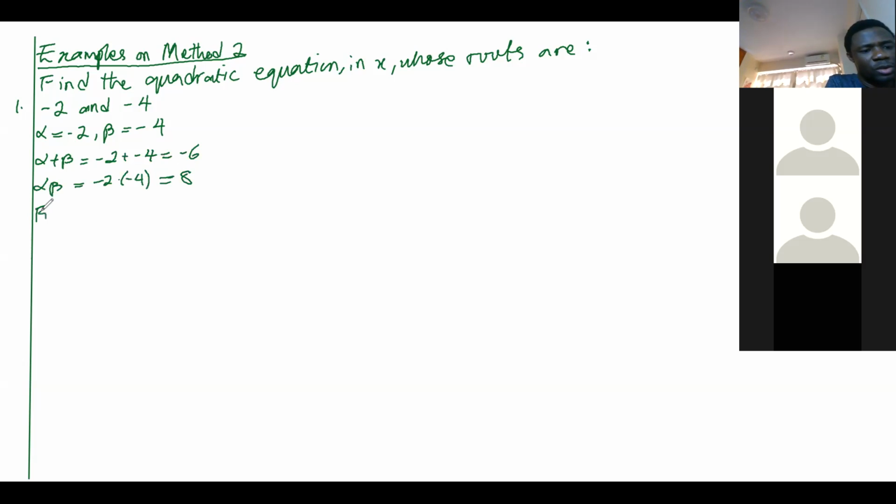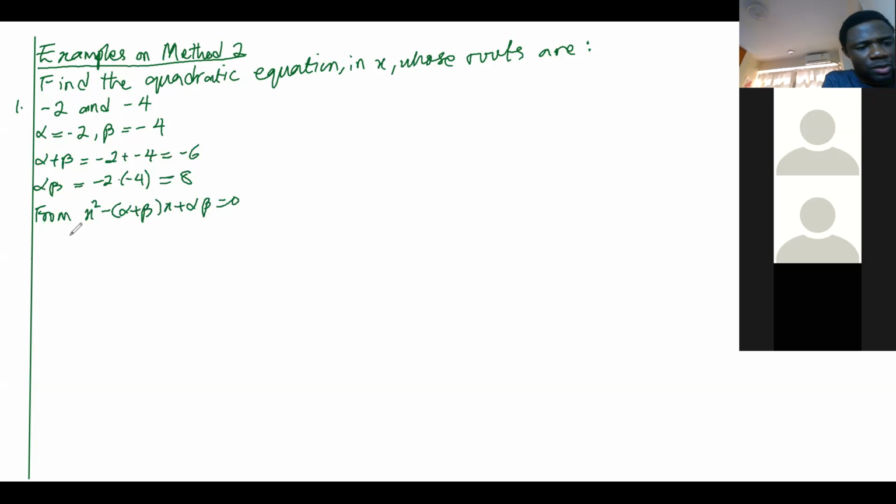Then the formula I'm using this time is x squared minus (alpha plus beta) x plus alpha beta equals 0. I just substitute. Is this from the class? Yes, sir. You have a question? Okay, try to connect again.